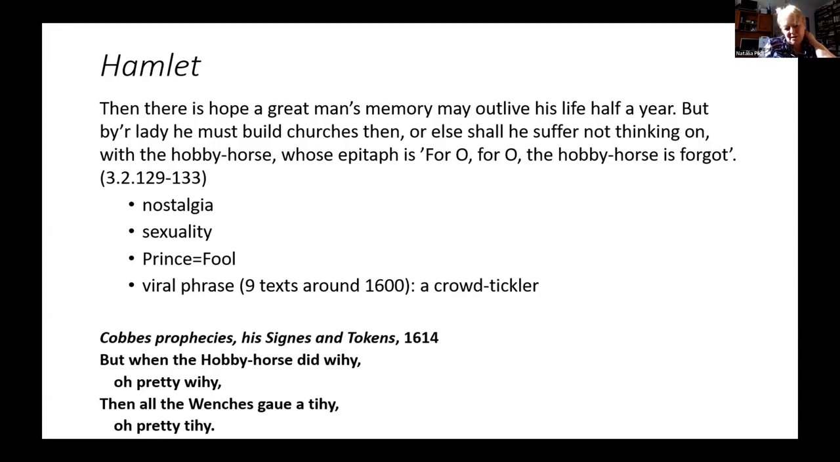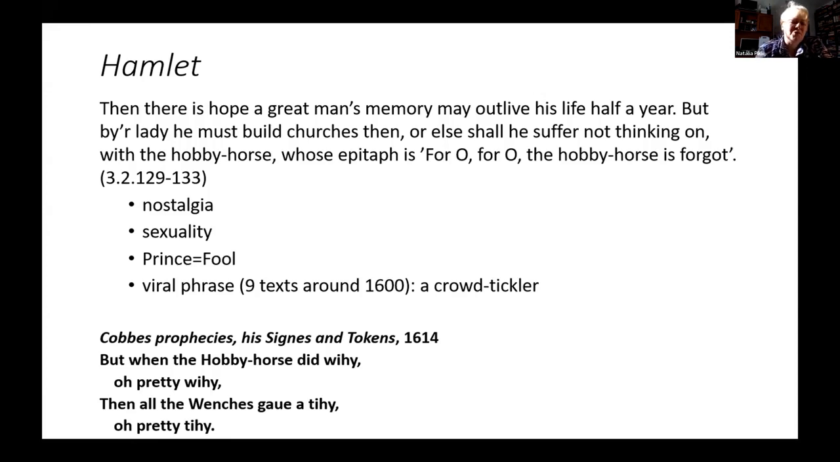So this meaning of the hobby horse, and how wenches or not so respectable women and hobby horses are related, is also lingering in the background. But something that I wrote about in my book, and this is quite a new piece of scholarship that I never met anywhere else, is how viral a phrase it was around 1600.